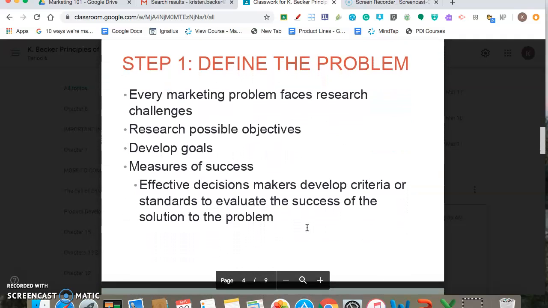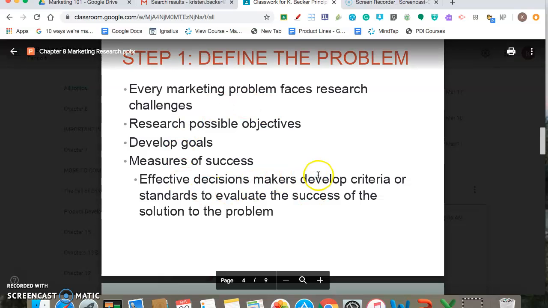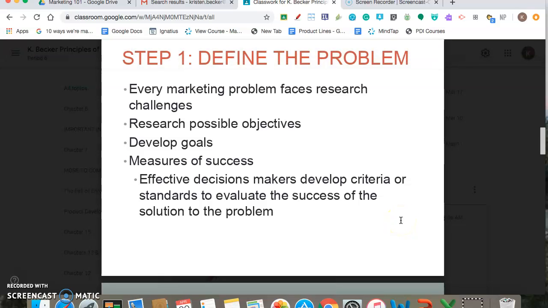Okay, so defining the problem. Every marketing problem faces research challenges. Research is not easy. That's why there are research firms out there, and people that go to college just to get a degree in market research. It's not easy. As you know, you've researched for little projects that you've had, and it's not always easy. So first you need to research your possible objectives.